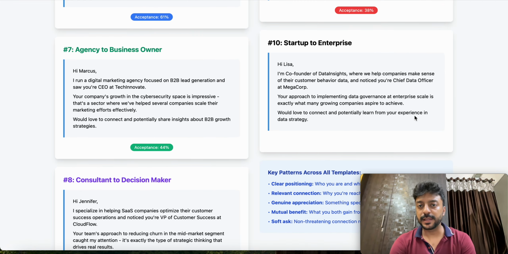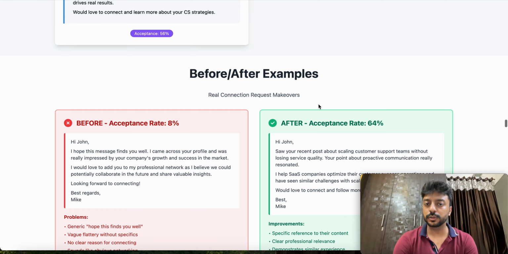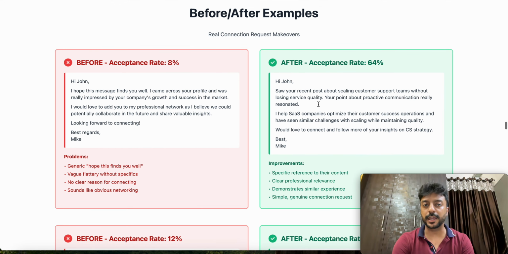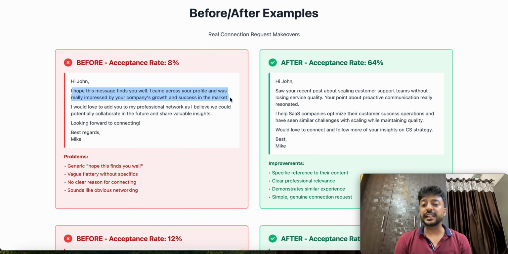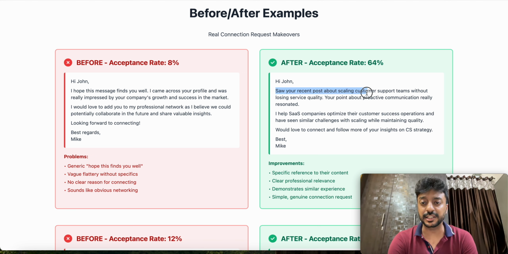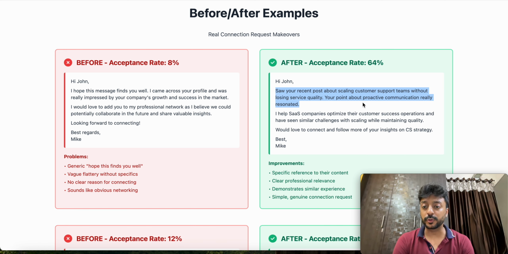Then I have multiple examples that you can always go through, but the main part is, if you compare your before and after examples, then you will understand. Before: hi John, I hope this message finds you well. I came across your profile and was really impressed by your company's growth and success in the market. Clearly fake flattery. I know you have not done your research and you are just using a copy pasted message. But compare it with this: your recent post about scaling customer support teams without losing service quality, your point about proactive communication really resonated. Now this shows that the other person has done some research.